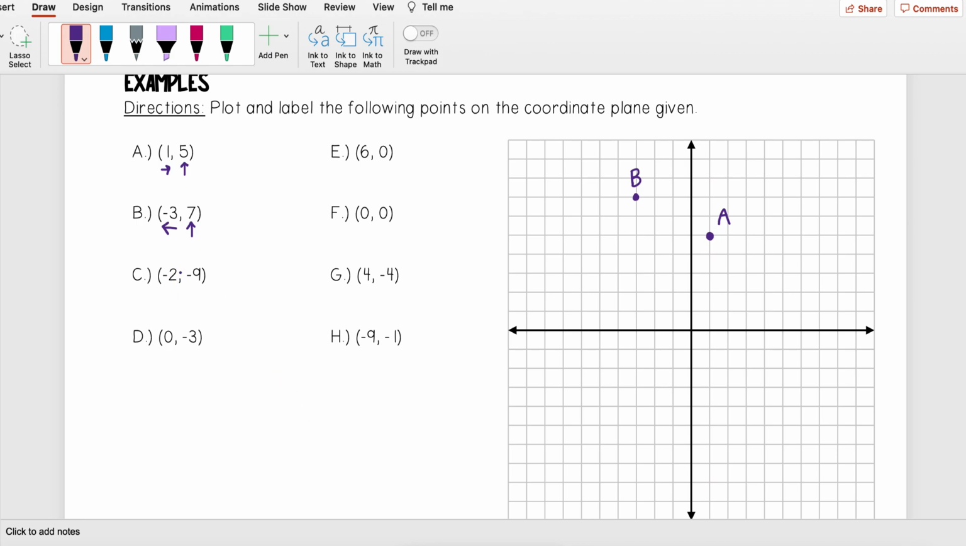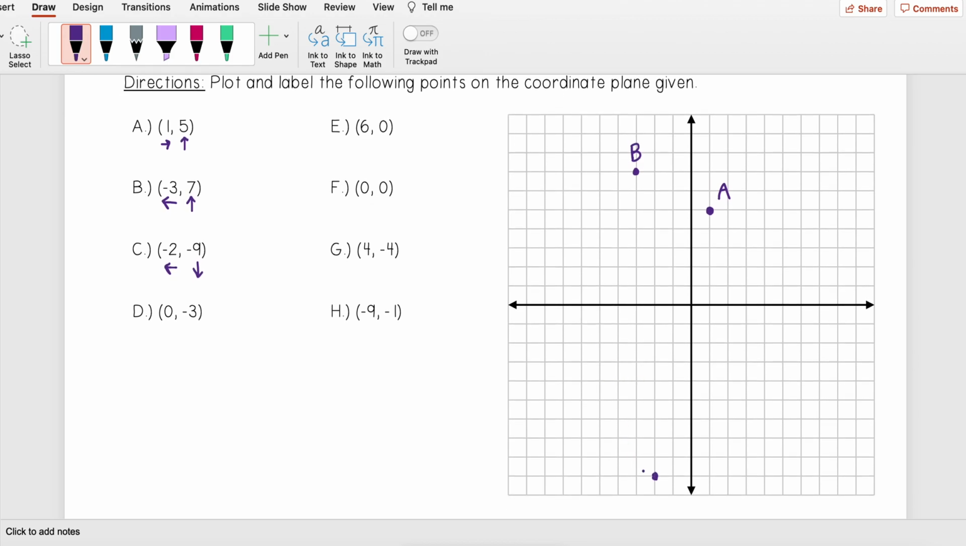Okay, looking at this next one, I have -2, comma, -9. That first one, again, tells me whether I'm going right or left. Since it's negative, I'm going to be going left 2. And since 9 is negative for my second coordinate, I'm going to be going down 9. So I'm going to go left 2, then down 9. And this one's labeled as C.